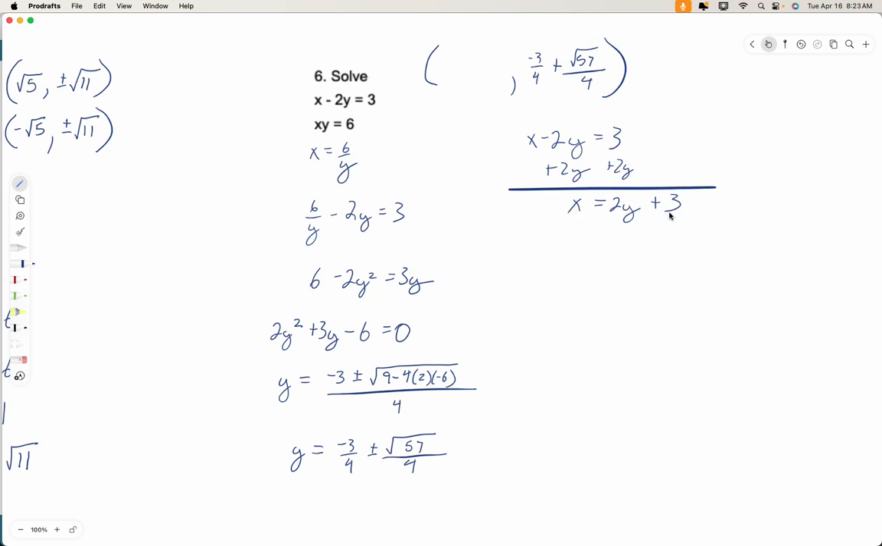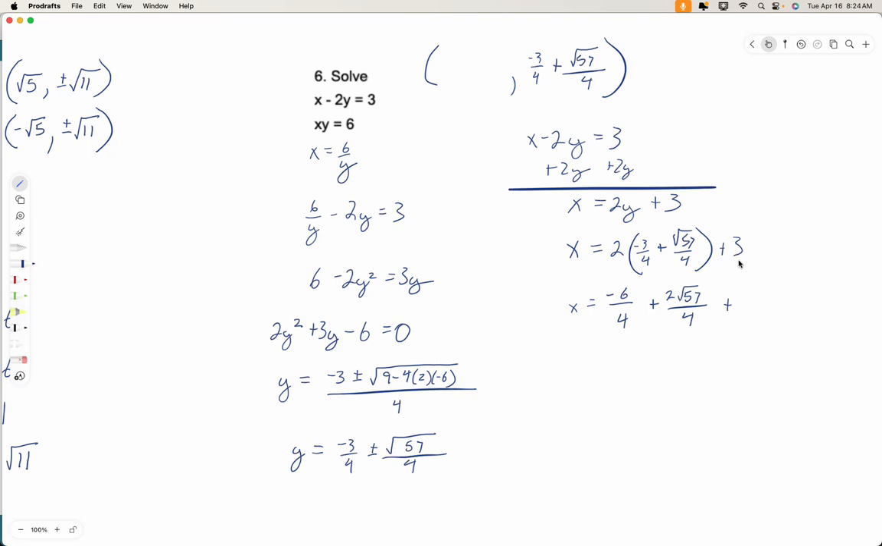So now if I do this, I can solve for x without having to worry about anything, because x is already by itself. So x is going to be equal to 2 times negative 3 over 4 plus square root of 57 over 4 plus 3. That's going to be negative 6 over 8 plus 2 times square root of 57 over 4. That should not be an 8. That should be a 4. You're probably going, why is it an 8, Miss Tracy? It's not. It's a 4.